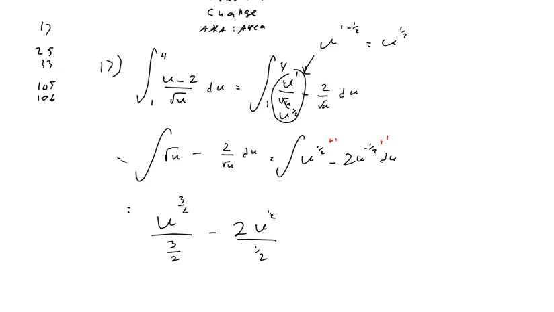Evaluated from 1 to 4 here. Sometimes you will see this little bar saying that this whole equation is being evaluated from 1 to 4. So this is your a, this is your b.